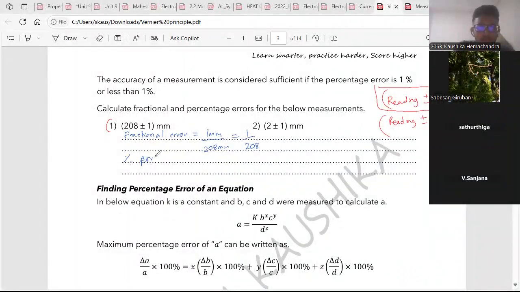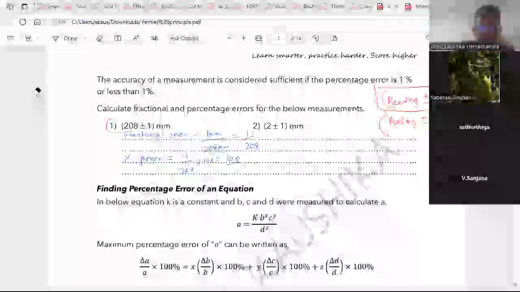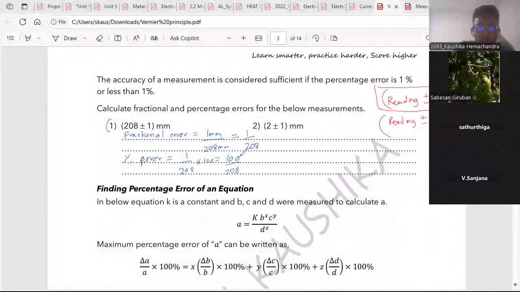Percentage error is equal to fractional error times 100. So 100 over 208, you can simplify it a bit, right? Cut both by 2, you get 50 over 104, then 25 over 52. Yeah, 25 divided by 52 is the percentage error. It's actually 0 point something. What about the second one? Do the second one.